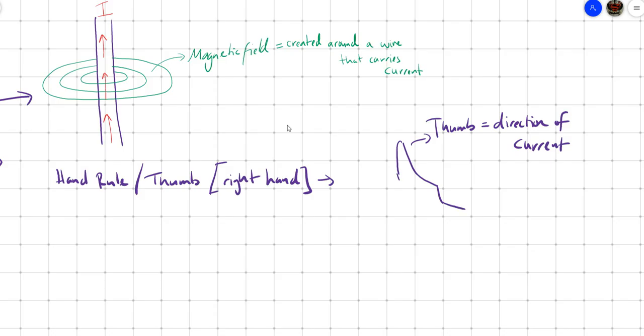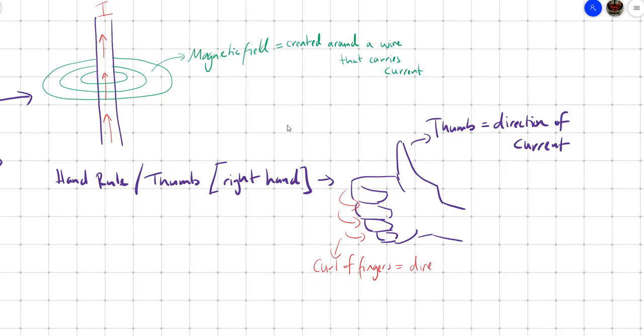This is your right hand, of course. And then you have the curl of your fingers like this. The curl of your fingers shows the direction of the magnetic field.